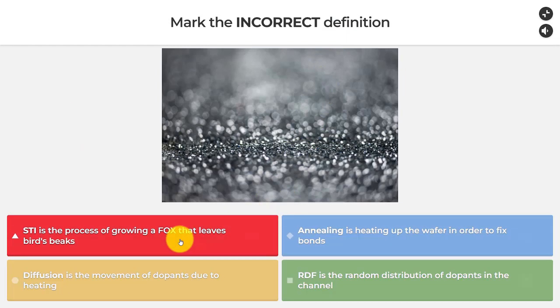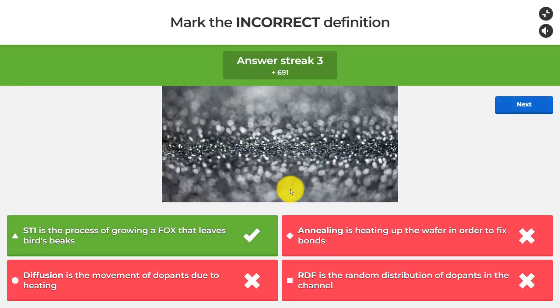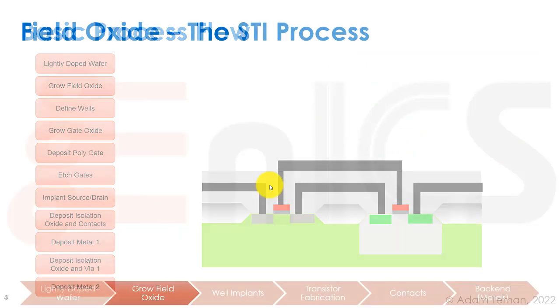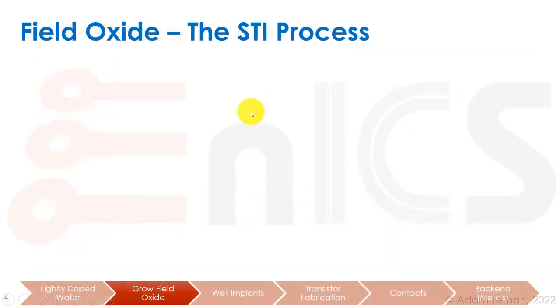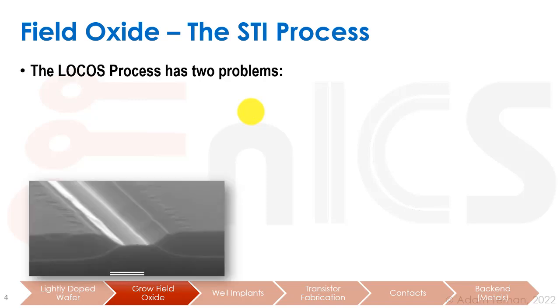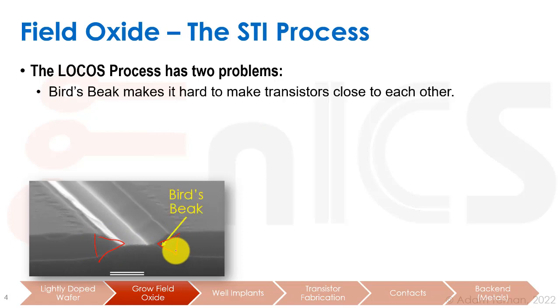Well, I think it's going to be this one. So again, let's just look at that and then discuss the other things. So field oxide, we said that there's the low-cost process and the STI process. And actually, low-cost is the one that creates these bird beak type of things that are a real big problem.